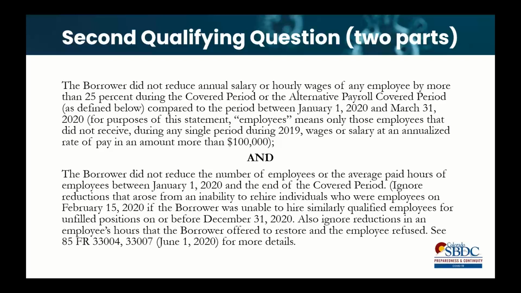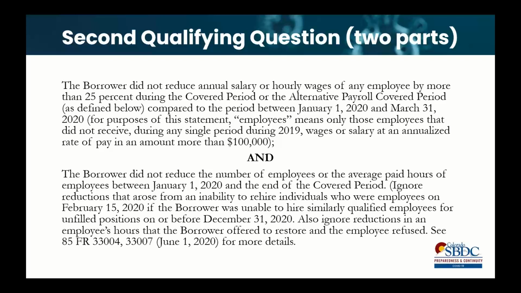It can be one of four things. It can be the end of 8 weeks from receipt of the loan. It can be the day upon which the business files for forgiveness. It can be the end of 24 weeks from receipt of the loan, but in no event can it be later than December 31st, 2020.